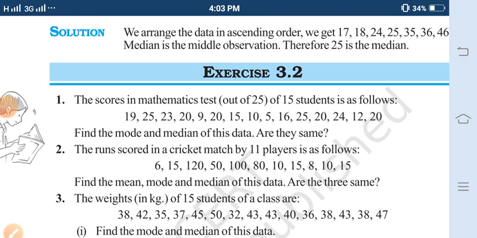3.2, first question. The scores in the math test out of 25 of 15 students is as follows. Total number of students appeared for the test are 15 and the marks of the test is 25. Now in this case we have to find the mode and the median and we have to check whether they are same or not.